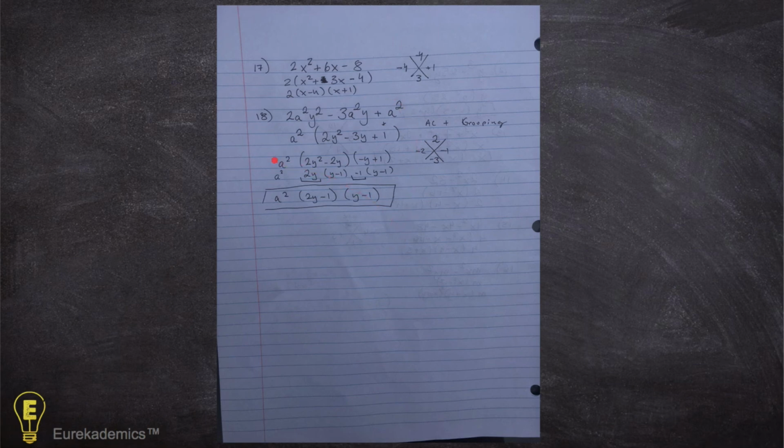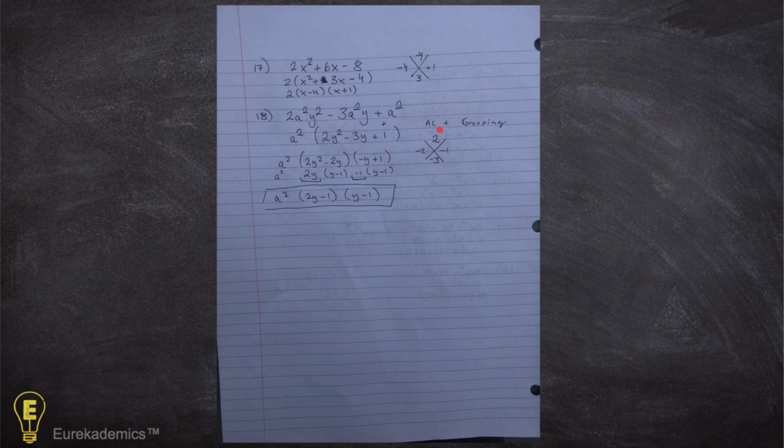Number 18. I was actually really nervous about this AC grouping method, but I think we finally got it. That's why I made the typo. Number 18. We factor out an a squared, because that's the commonality in all 3 terms. What's left is 2y squared minus 3y plus 1. Here we use the AC method, so 2 times 1, AC, that's 2. That's still negative 3, that's the middle term.